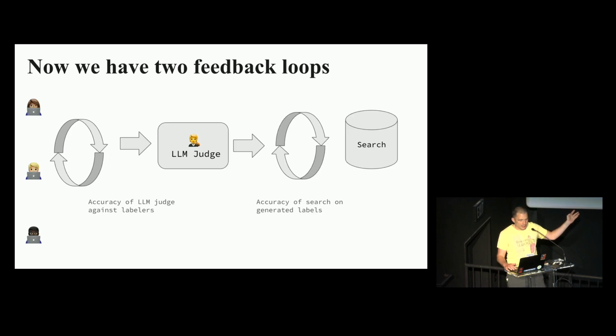Of course, like I said, now we have two feedback loops. We have this LLM judge creation feedback loop. I like to use the term search oracle: how good is our search oracle at taking a search result and giving us a label for whether or not it's relevant? That is a feedback loop that has to be constantly worked on. It's not a one-off thing.